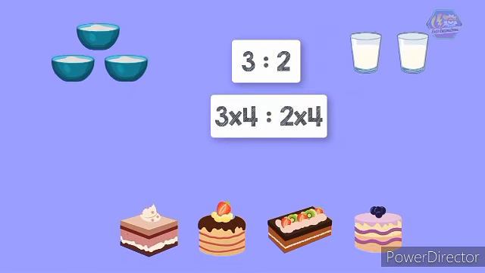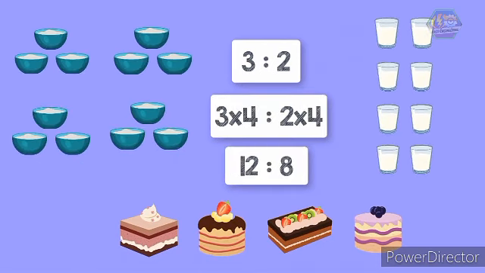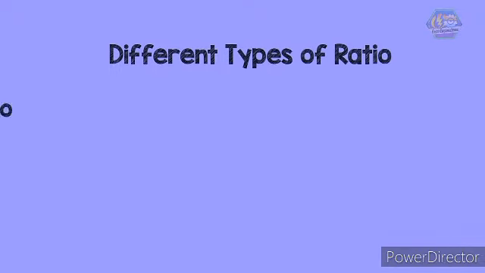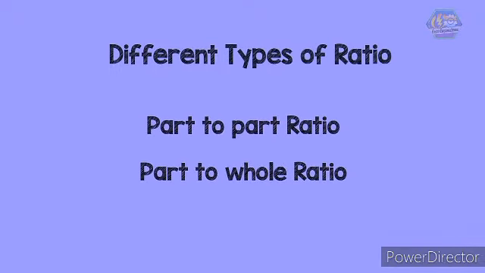So the ratio will become 12:8. So the ratio of flour to milk becomes 12:8. This ratio is just the same as 3:2. Therefore, the taste of the cake with ratio 3:2 is just the same taste as the cake with the ratio 12:8. There are also different types of ratio, the part-to-part ratio and the part-to-whole ratio.